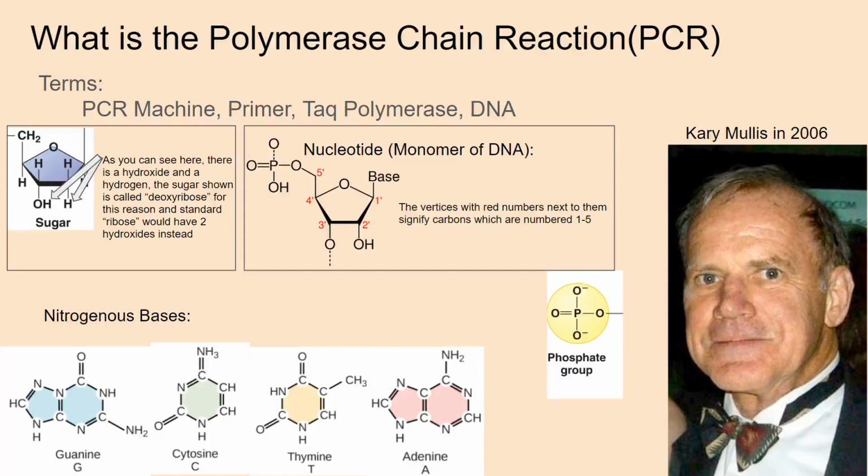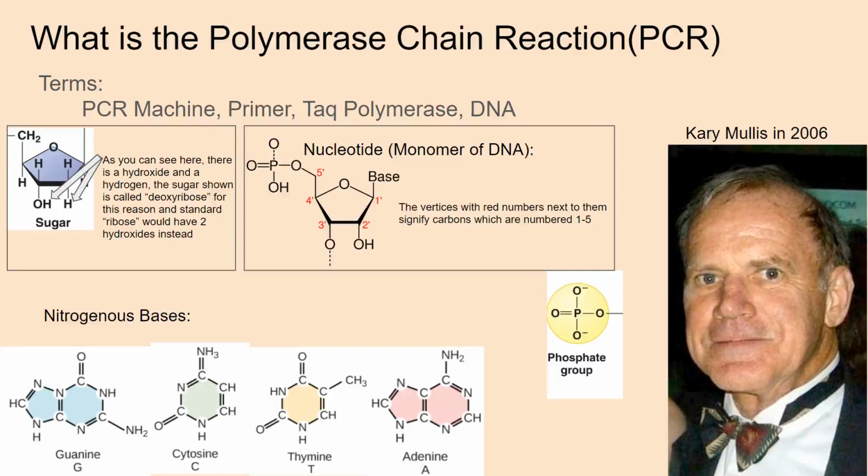Just as a quick brush up on DNA molecules, the molecules on the bottom, which are called nitrogenous bases, a ribose, and a phosphate group will all combine to create a monomer of deoxyribonucleic acid, which is called a nucleotide. And in total, PCR typically starts with roughly 15 to 20 nucleotide long strands of DNA.